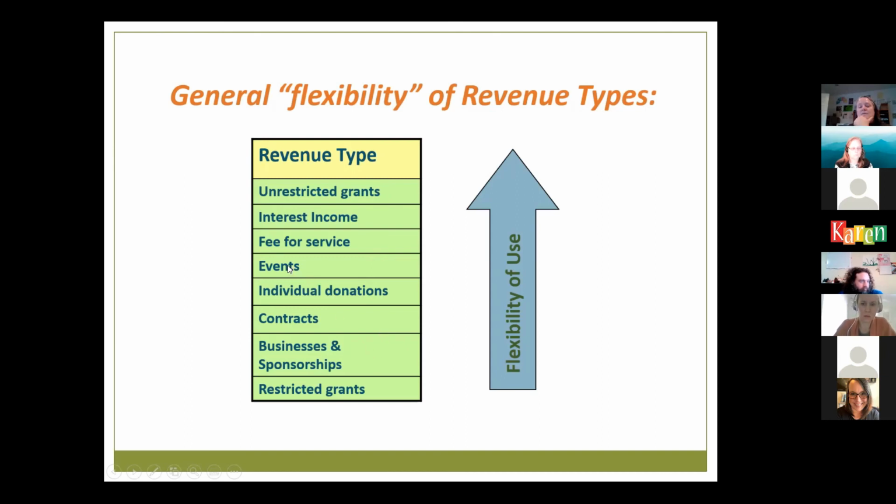So say we have a fundraising event. Well, that could be an event that we generate funds from that we can spend on whatever we want. But if we have a fundraising event that is raising money just for our gardening and nutrition classes, and we advertise it that way, then we've actually put a restriction on the revenue from those events. So it can be complicated.